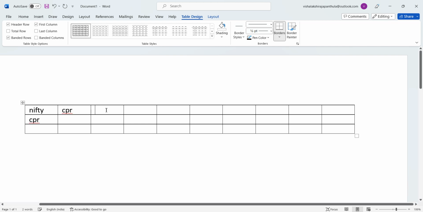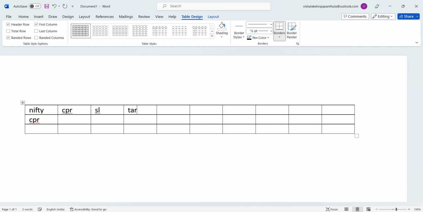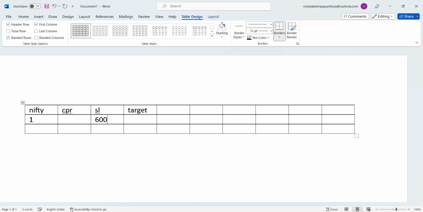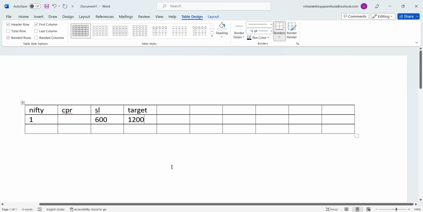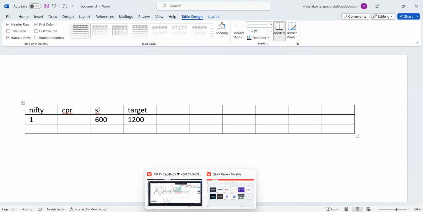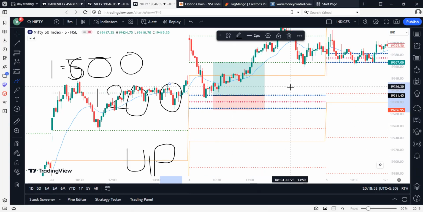SL and the target. What happened on this day? Day 1, first day. At the CPR, you stay at the CPR. Stop loss will be 600 and target will be around 1200. Okay. Now, see, this is a target winning day.